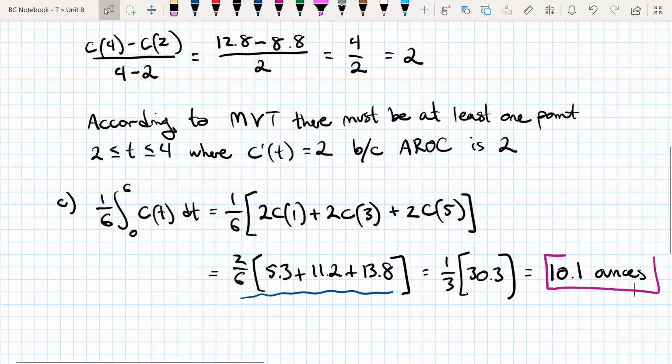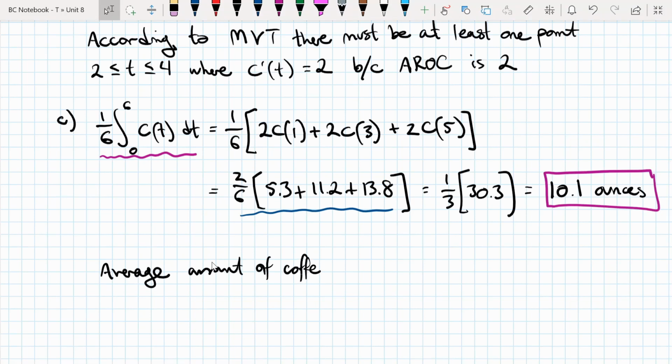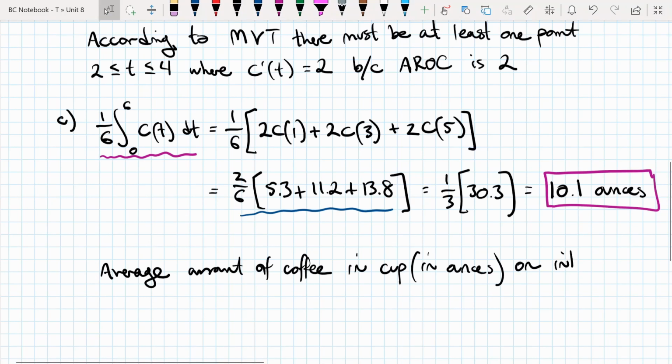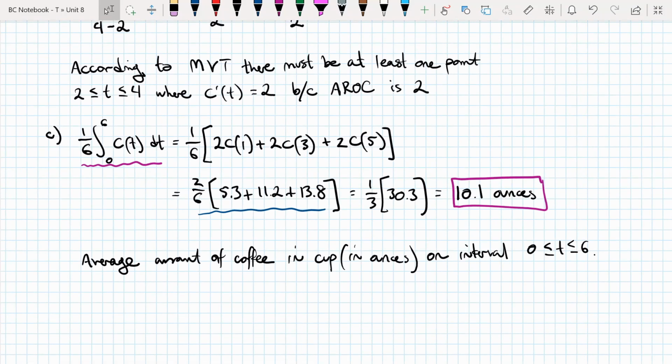Okay, what does this mean? Well, this integral statement is the average amount of coffee, because it's the average value function, average amount of coffee in the cup. We'll write in ounces. On the interval 0 is less than or equal to t, which is less than or equal to 6. That's the average amount of coffee in the cup from 0 to 6 minutes.